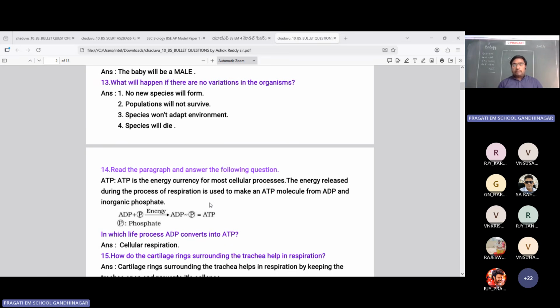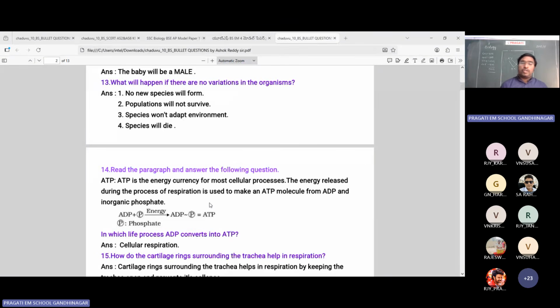What will happen if there are no variations in the organisms? What is meant by variation, children? The differences between the same related species, isn't it, children? So if there are no variations in the organisms, what will happen? That means no new species will form, the population will not survive, species won't adapt to the environment, and the species will die. Okay. So based on that, you can add 2 or 3 points for 2 mark questions.